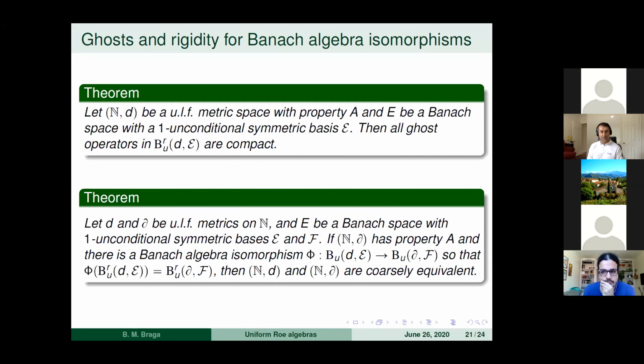Yes. Okay. So in the last theorem there, you have an isomorphism between the uniform Roe algebras that maps this smaller subalgebra to the other. Do you have to have that phi is defined on the bigger algebra, or is it enough that you have an isomorphism between the smaller algebras? I think it's enough to have it between the small algebras. Maybe it's even written in the paper. Now I don't remember, but I think it's enough. But I don't want to be 100% certain right now.